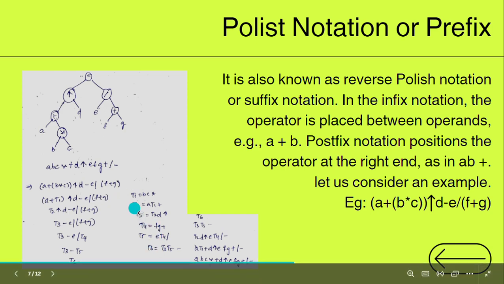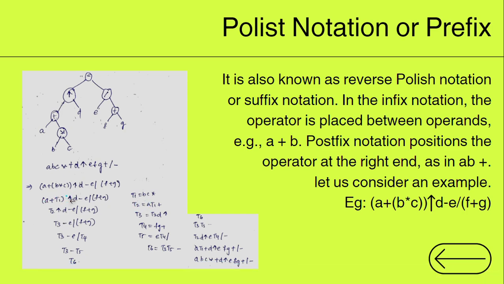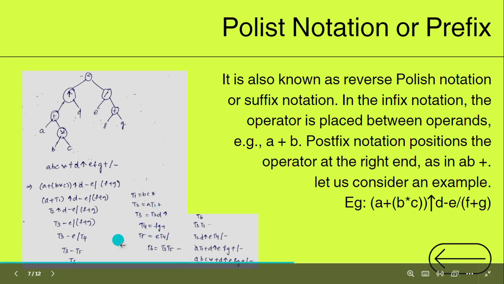Here T1 is equal to B into C, right? As we took postfix, we are going to write it as BC into. T2 is like we took A plus T1, so we are going to write A T1 plus. Like we are taking postfix, so we are going to write on the right side. For everything we are going to write like this.